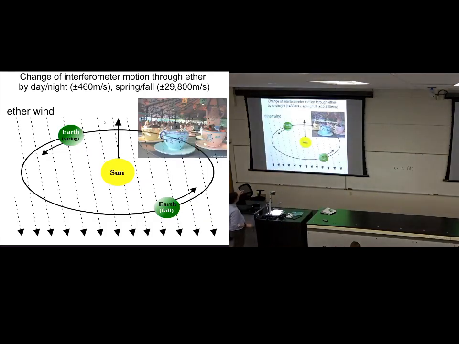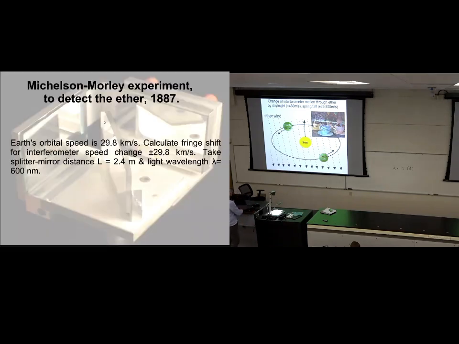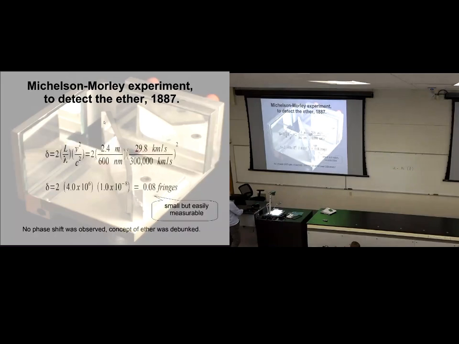As the Earth moves around the sun, there'll be a change on a yearly time scale. As the Earth spins on its axis, there'll be a daily change on that time scale too. And so that's what they used. I'll jump to here. They predicted that on a yearly basis, they'd see this fringe pattern change by about 1/10 of a fringe. So it's a small effect, but actually it's pretty easy to measure 1/10 of a fringe shift. They observed nothing. They observed no fringe shifts.